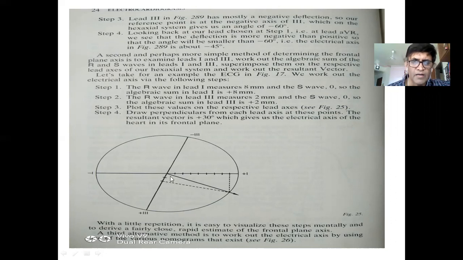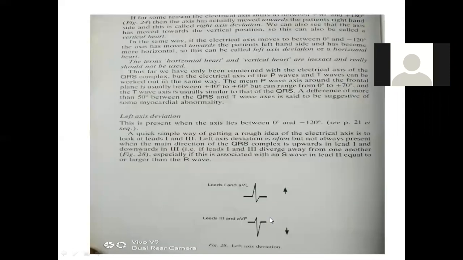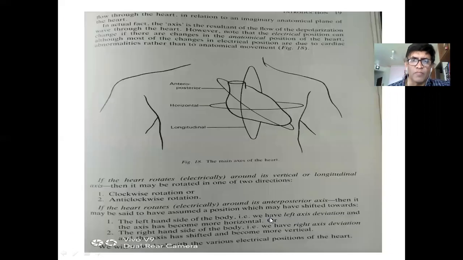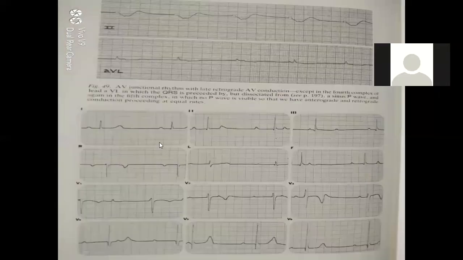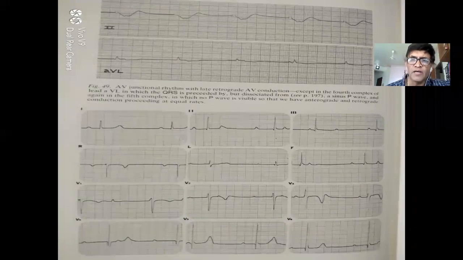Correct? Are you there with me? Yes. This is 90. The angle was coming somewhere here. So it could be 70, right? Plus 70. Yes, sir. 70 is normal or not normal? Normal. So the axis of this patient is normal or not normal? Normal. Understood? Yes, sir. So I will send a few more ECGs every day, at least one this week.